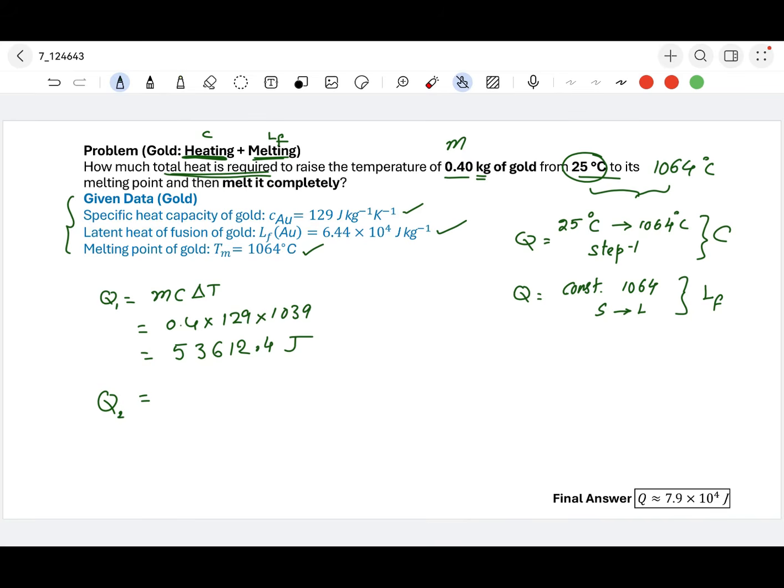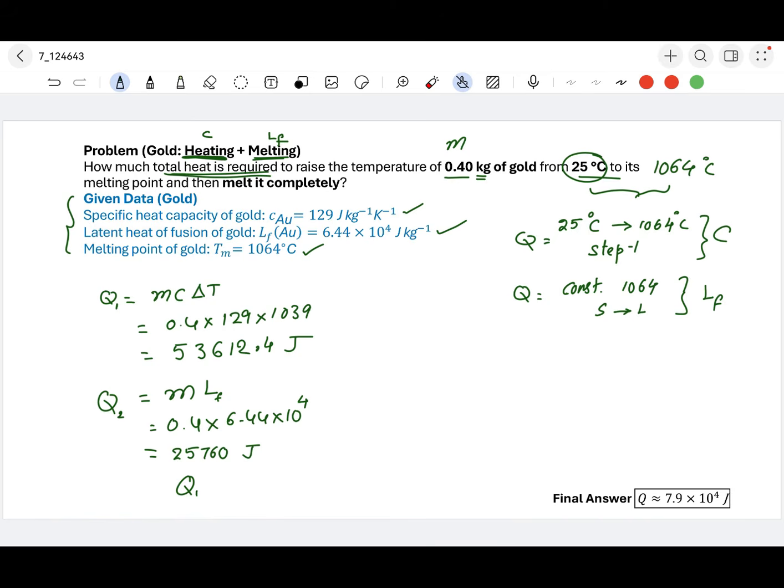Now the second step. Here we use Q equal to M into L, that is 0.4 times 6.44 times 10 to the power of 4. The answer is 25760. This is joule.